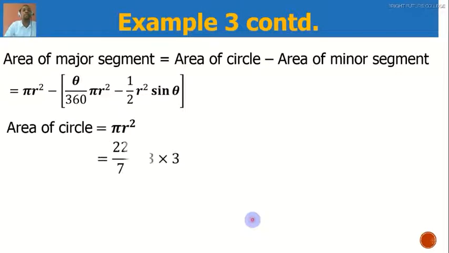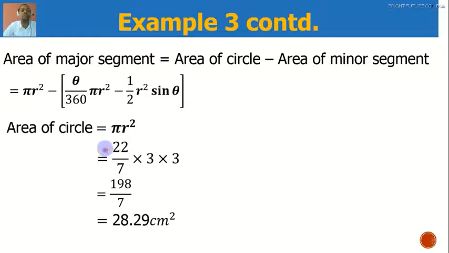First of all, we find the area of a circle. Do I need to show you how to find the area of a circle? I don't think that is necessary. At this point, you should be able to find the area of a circle. So when you put the parameters that are given to you, we have 28.29.